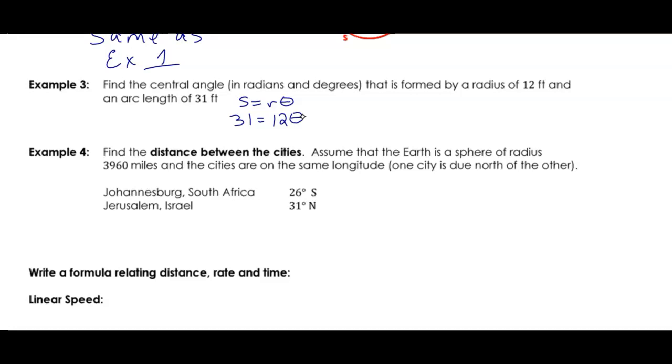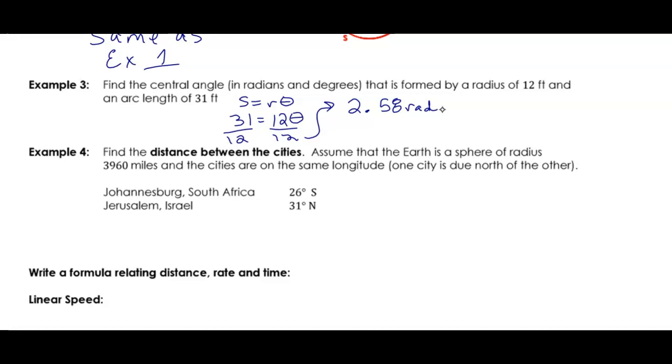So even though you're not going to see pi in your answer, if you isolate theta here, just by dividing both sides by 12, because the formula has theta in radians, this answer will then be also in radians. So theta is going to be 2.58 radians. There's no way to really extract pi out of that because pi is irrational. So if you divided by 3.14, it really wouldn't be an exact answer.